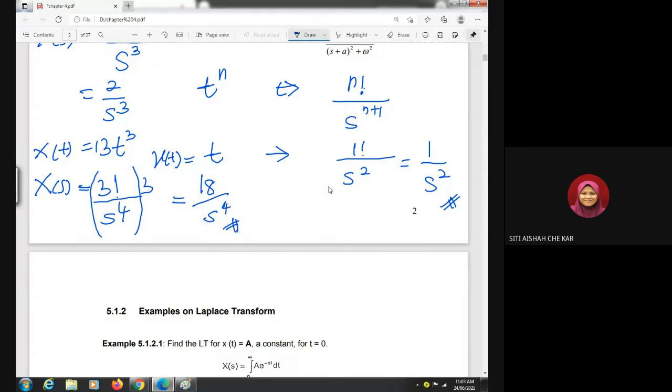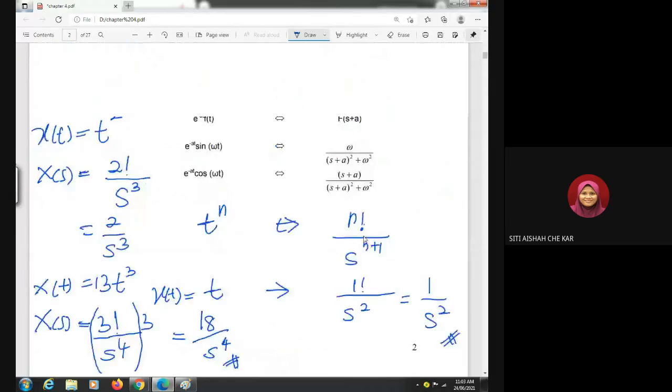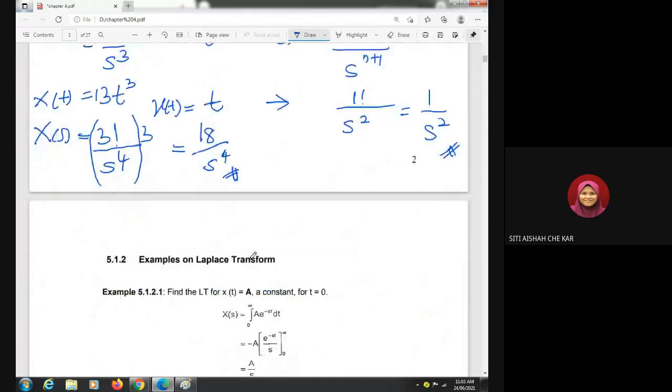Sorry saya tertinggal yang ni. Sebab dalam ni pun tak ada tulis. Saya tak ingat tapi bila nak buat soalan ni baru ingat. Okay, we go back to this one. So ini formula dia.